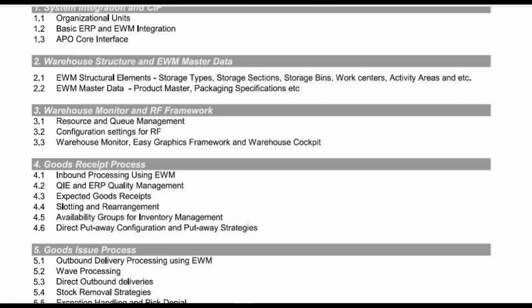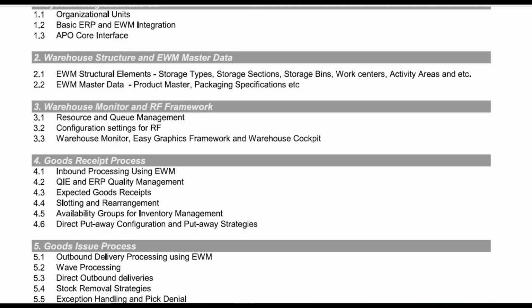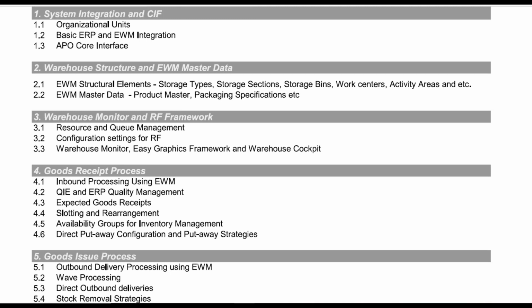Unit 3, we'll talk about all the monitoring tools that we have in EWM, and we'll also talk about how transactions are carried out on RF using the RF framework. While doing that, we'll understand how the resource and queue management is carried out and how we do configurations for RF in EWM. Until Unit 3, we will complete our setup of our warehouse. Then from Unit 4, we'll start executing the warehousing processes.